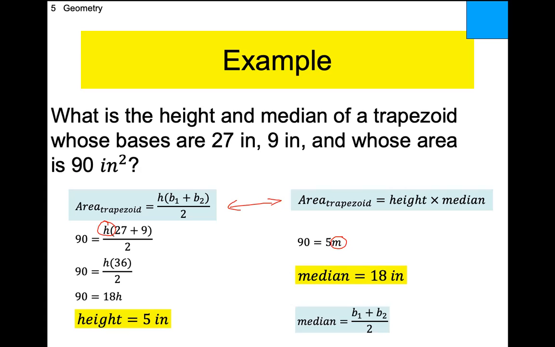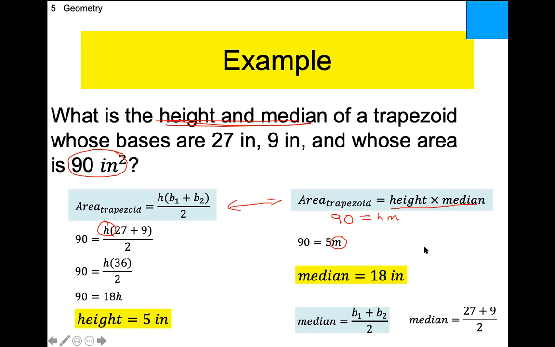All right, but notice if I had chosen, for this particular question, to use this second formula first, right? The second formula says height times median. I don't know either one of those at the very start. All I know is that the area is 90. So if I had written the second formula right from the very start, I would have gotten that 90 is equal to, well, I don't know what the h is, and I don't know what the m is. Now I got a formula with two variables. I can't solve for that, okay?